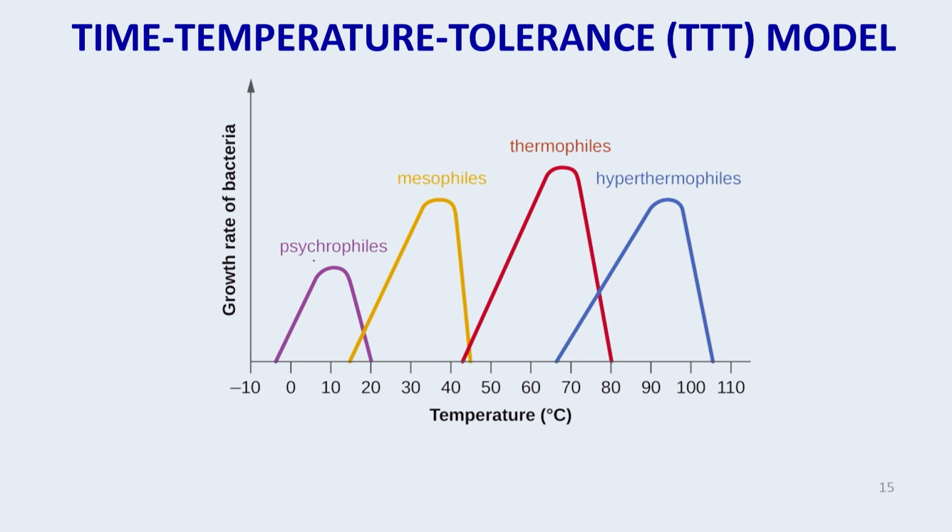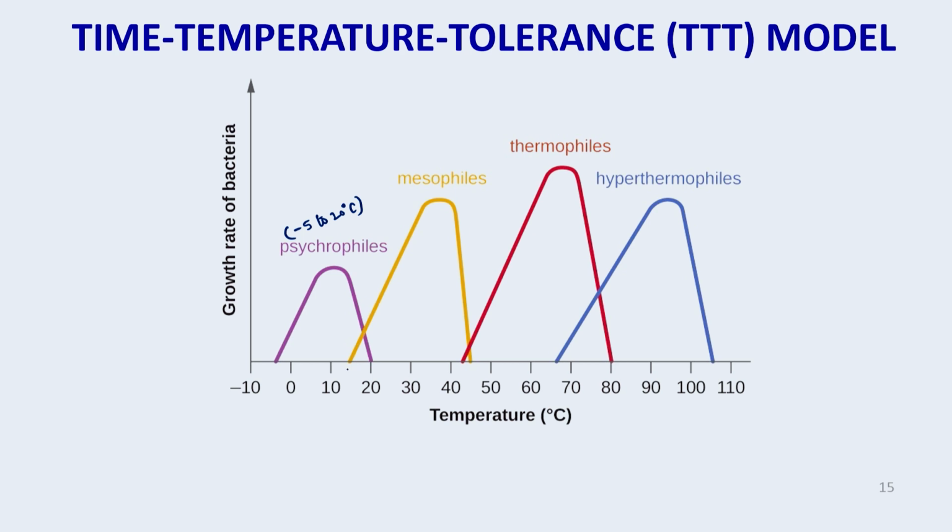For example, if you take psychrophile, the temperature range is about -5 to 20 degrees centigrade. Mesophile is another kind of bacteria. This psychrophile type of bacteria normally grows when the temperature is very, very low, like a very cold environment.